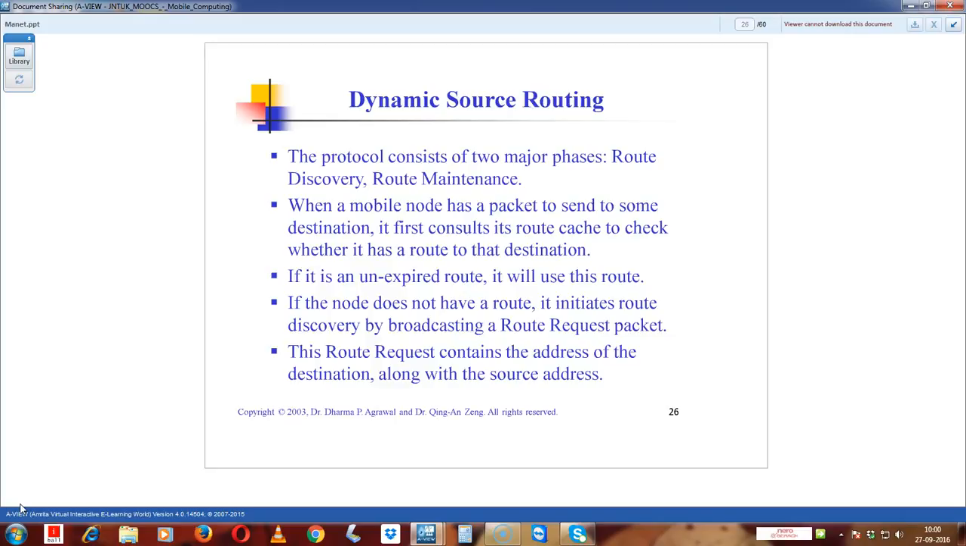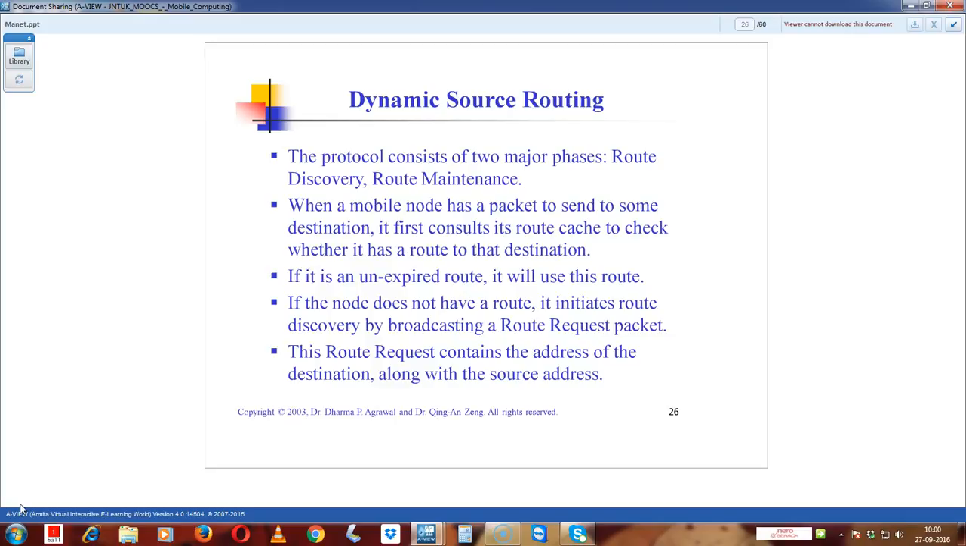If your route is an unexpired route, we can actually use that route itself. There is no need to broadcast your packet to find the next route, because we already have the route for that particular destination to which you want to transmit the data. Okay.